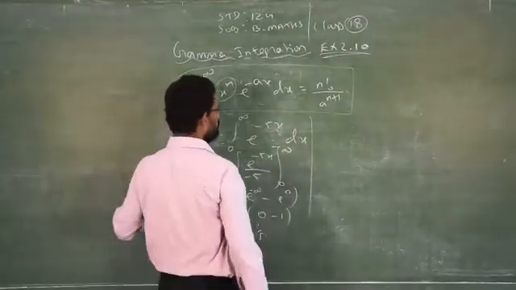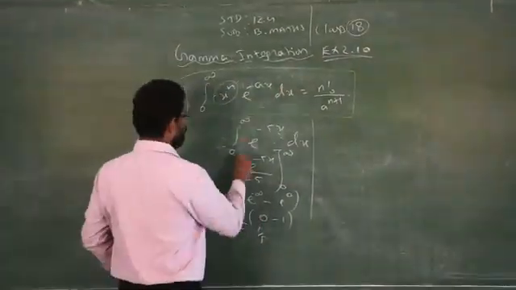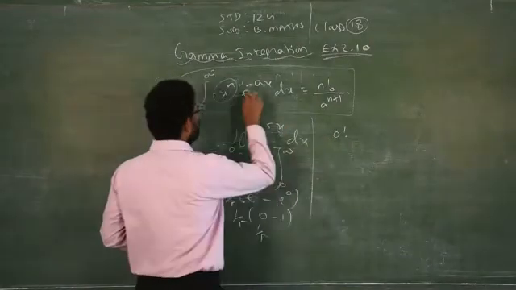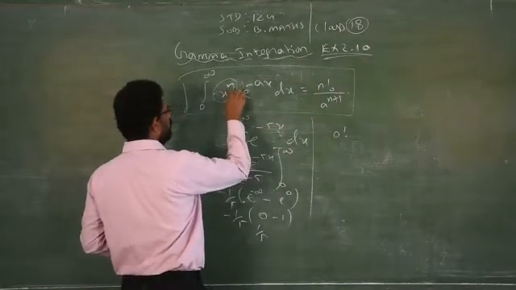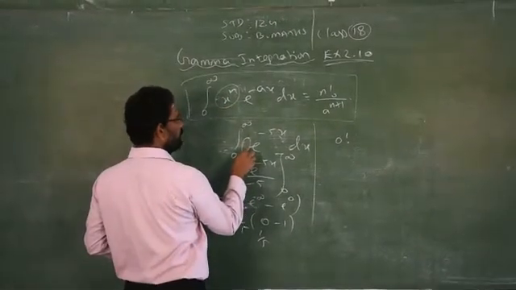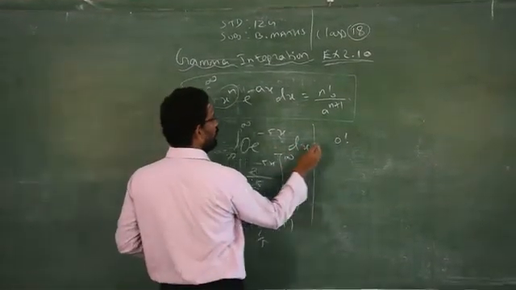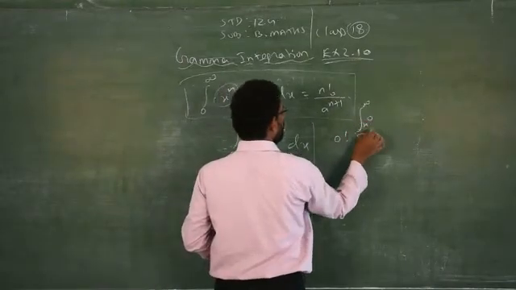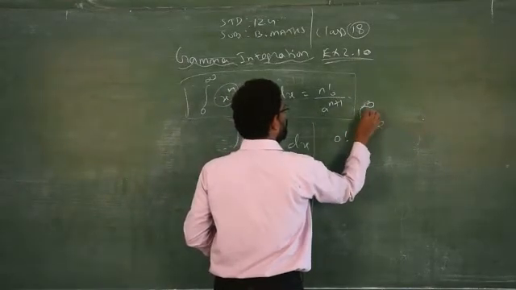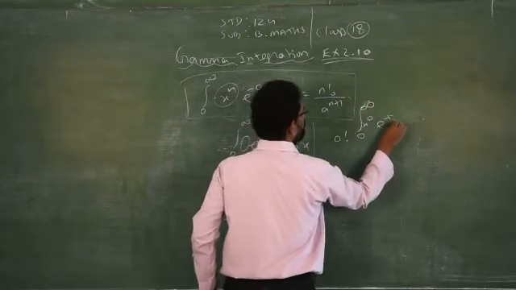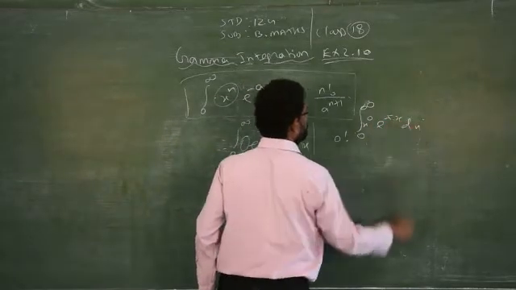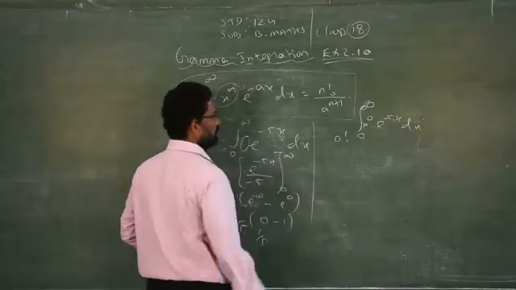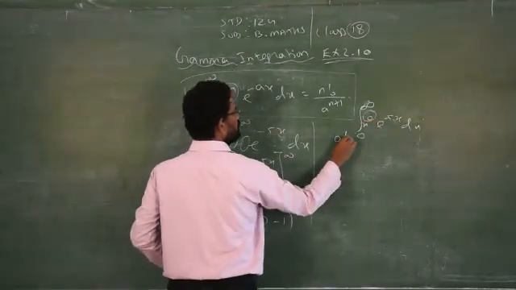Clear? Now let me check this according to this formula. Do you have any x? No. Therefore that is 0 factorial, because n is the power of x. There is no x term, so you have to write x power 0. You can rewrite the question as x power 0 e power minus 5x into dx, because anything power 0 is 1, and 1 into e power minus 5x. So based on this, here n is 0.